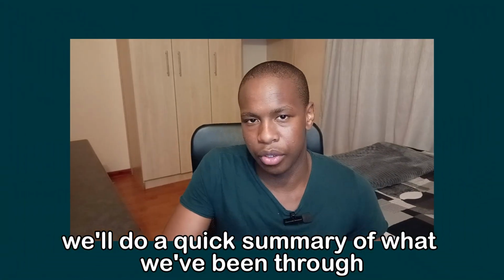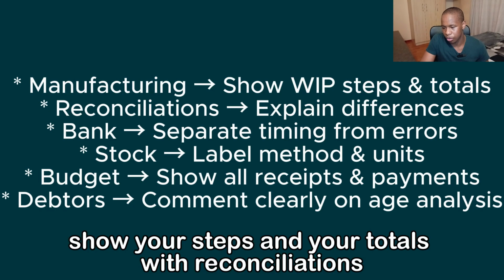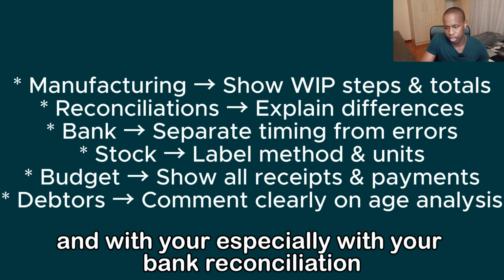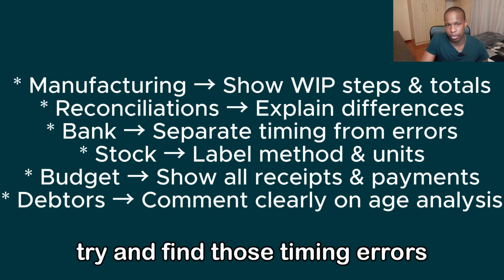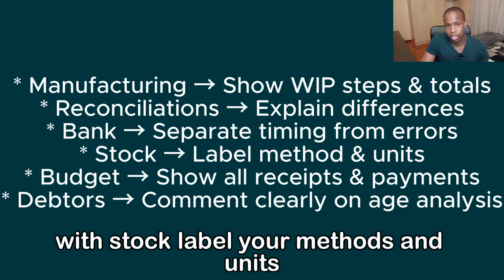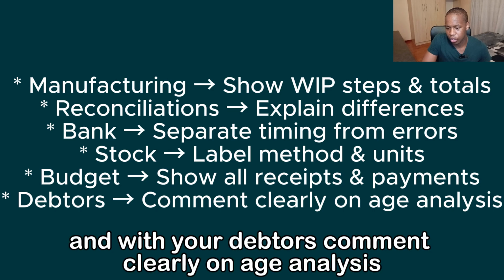And now we'll do a quick summary of what we went through in this video. We went through manufacturing: show your steps and your totals. With reconciliations, try and find out what is causing the difference. And especially with your bank reconciliation, try and find those timing errors when the deposits were made. With stock, label your methods and units. With budgeting, show all your receipts and payments. And with your debtors, comment clearly on age analysis.